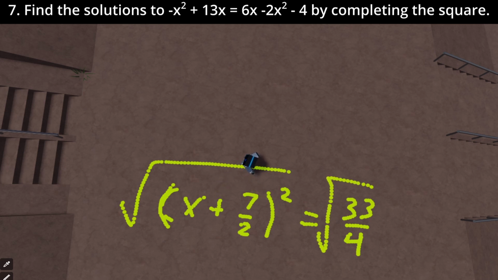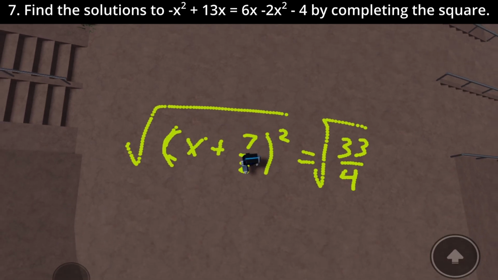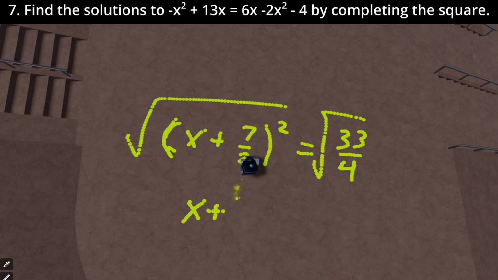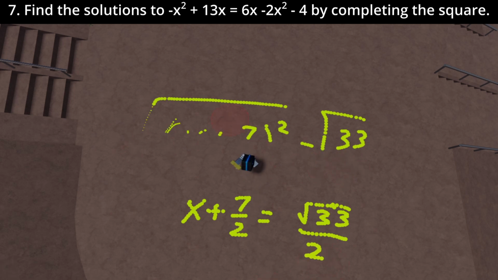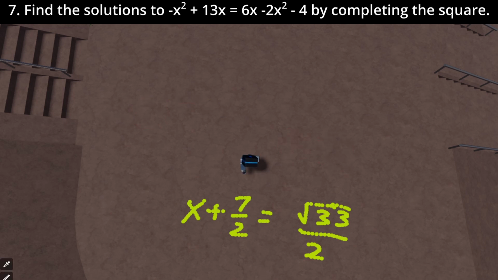And if you do that, you're going to have x plus 7 over 2 is equal to the square root of 33 over 4. And then the square root of 33 over 4 is equal to the square root of 33 divided by the square root of 4. And we know that the square root of 4 is just 2. Oh, and don't forget to write the plus or minus. And now just subtract 7 halves from both sides.